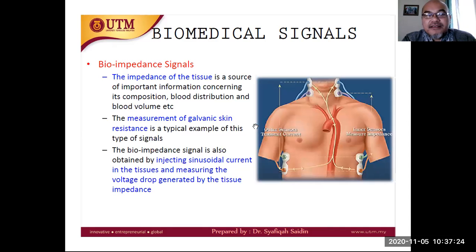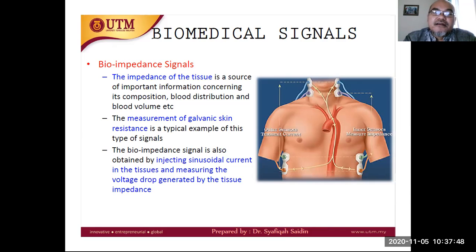So this is the bioimpedance signal, yeah, measuring the impedance of tissue so that we can know the composition of the tissue and blood distribution, measuring galvanic skin resistance, GSR. Then besides passive measurement like this, just measuring the impedance directly, there is also a type of bioimpedance instrumentation that is active in nature.